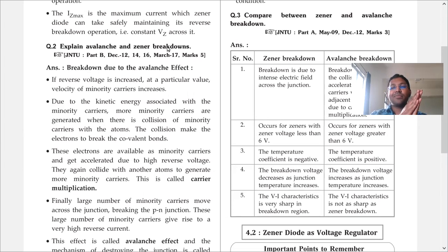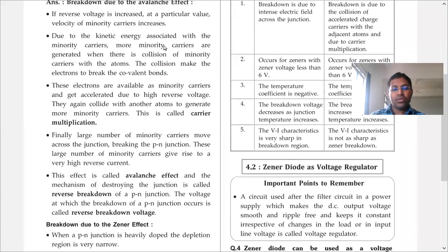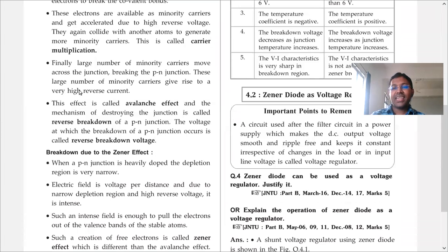Now, remember, avalanche breakdown is in general for a PN junction, whereas Zener breakdown is particularly for a Zener diode. So what happens in Zener breakdown? This also we have seen in the earlier class. That is, when the doping is high, the width of the depletion region is thin, so the breakdown will happen at low voltage. So how does the breakdown take place?